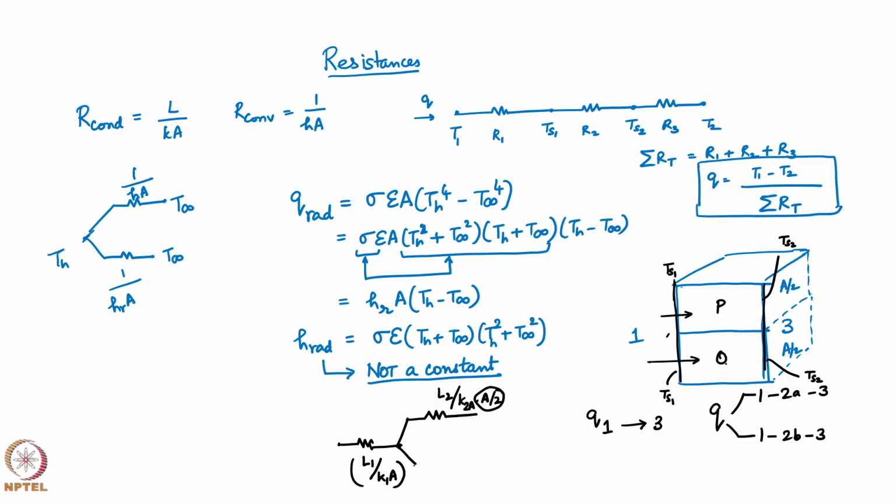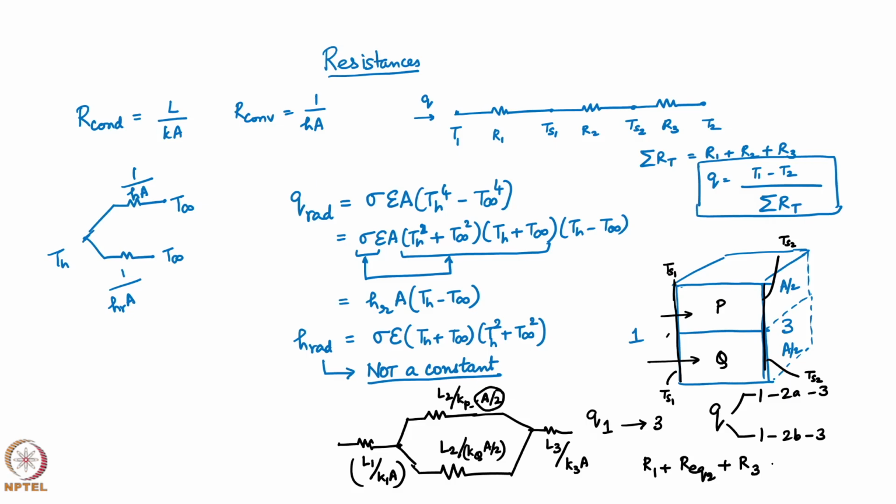P and Q maybe I will put, because A is a little confusing. So, Kp and Kq, Kp A by 2, L2 divided by Kq into A by 2, and these come together at point 3 and you have L3 by K3A. So, when I want to find the equivalent resistance for this, it is just going to be R1 plus R equivalent of 2 plus R3.